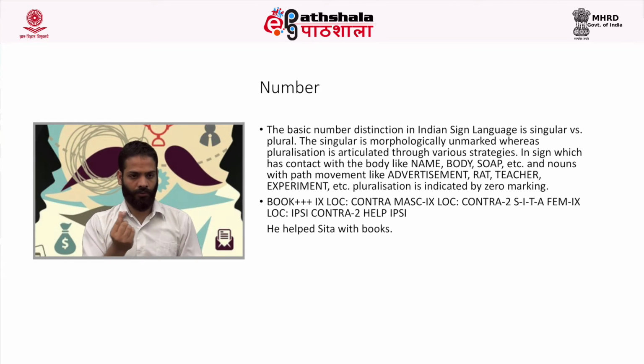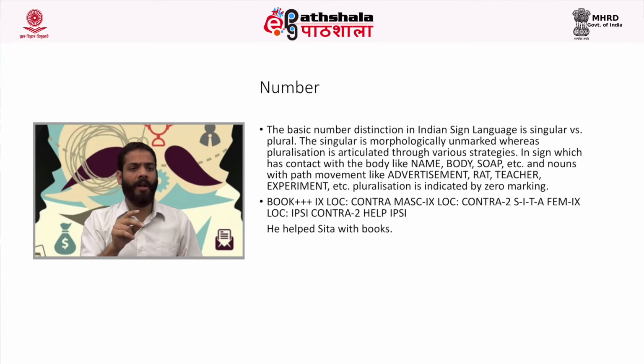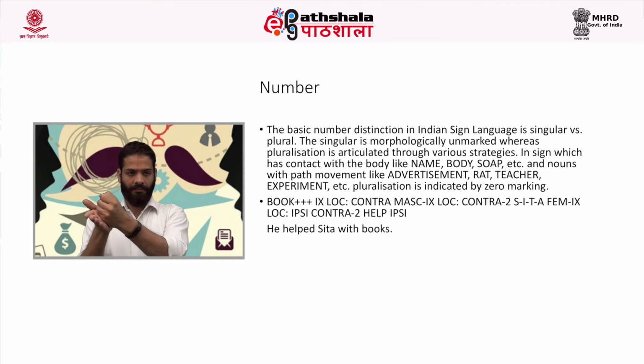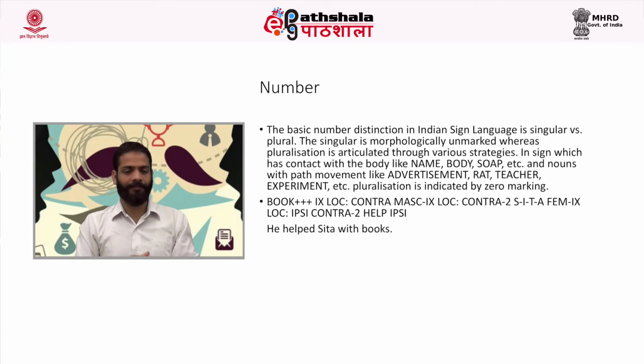The most common strategy employed for pluralization is noun reduplication, where the noun sign is reduplicated thrice with a slight change of the location. For example, he helped Sita with books. Here, books will be repeated thrice. He, Sita, help. This would be the sign order.